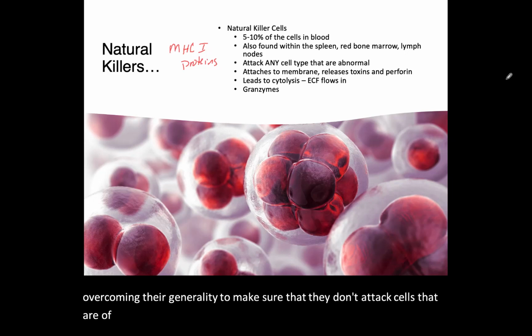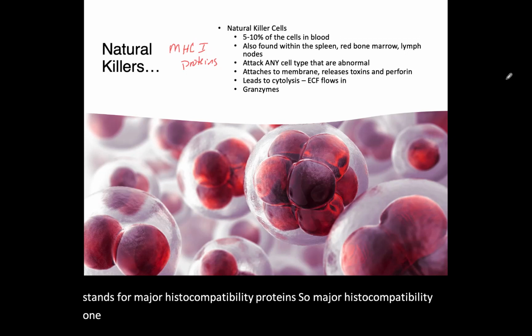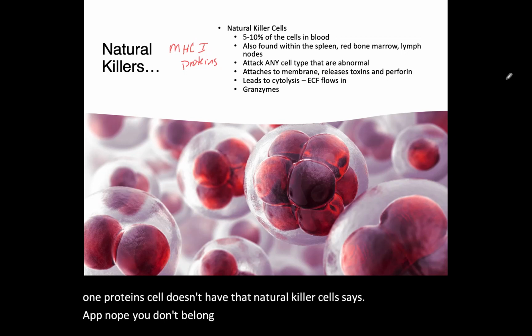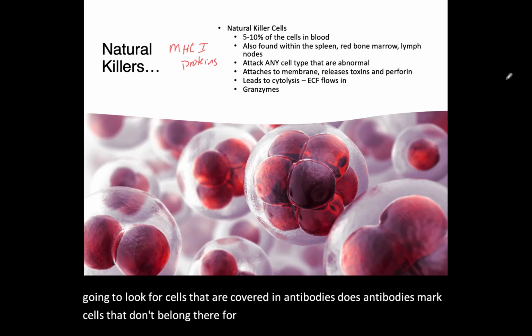Again, they're going to look for a lack of MHC1 proteins. MHC stands for major histocompatibility proteins. So major histocompatibility 1 proteins. Cell doesn't have that, natural killer cell says, nope, you don't belong here, marks it for destruction and destroys it. It's going to look for cells that are covered in antibodies, because antibodies mark cells that don't belong there for destruction. It's going to take them out.